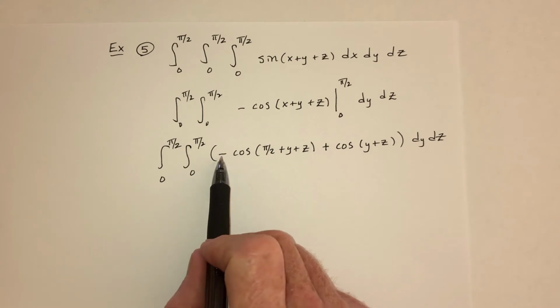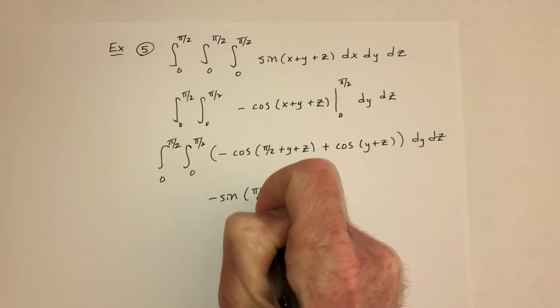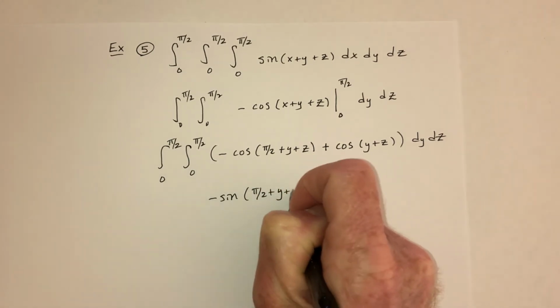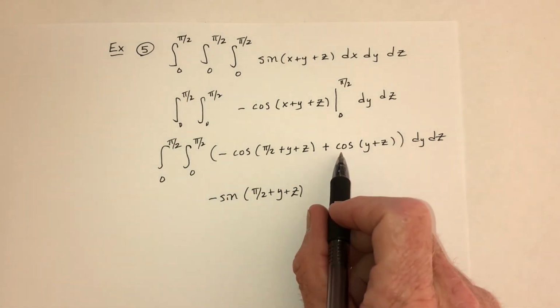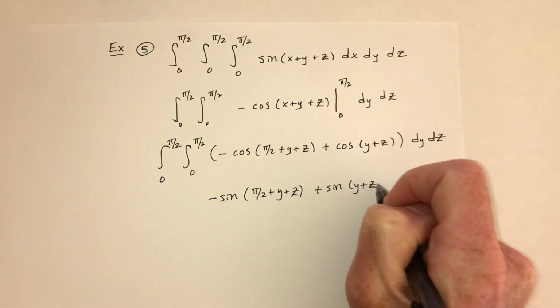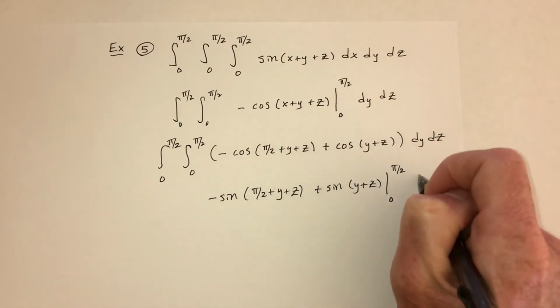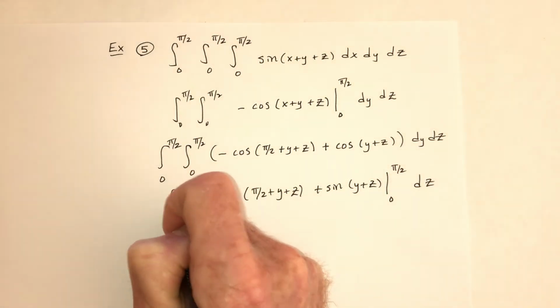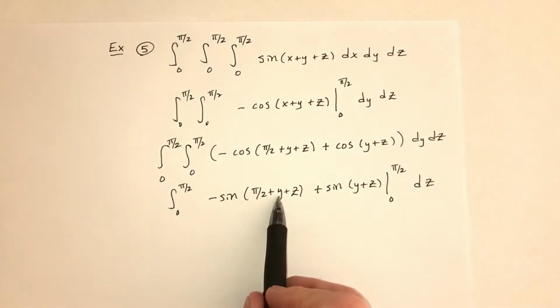So the antiderivative of negative cosine will be negative sine, and the antiderivative of positive cosine will be positive sine. And then that gets evaluated as y goes from 0 to pi over 2. So I have a feeling we're just going to get cosine with a bunch of pi over 2's. Let's see. So now substitute that y is a pi over 2.